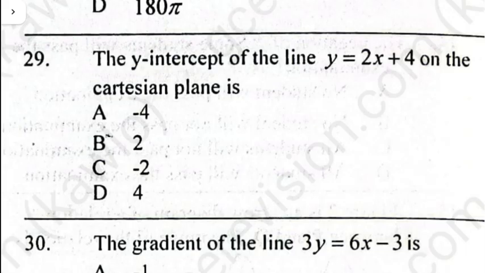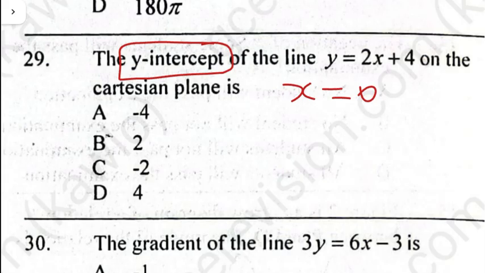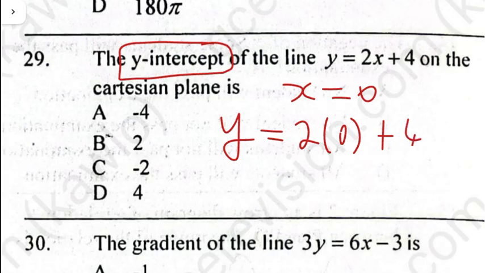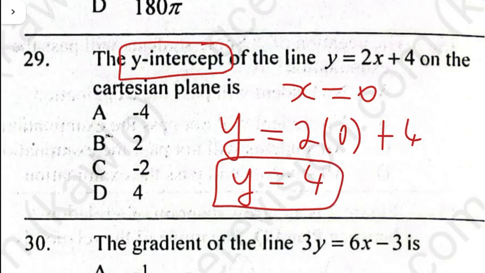Question 29. The y-intercept of the line y equals 2x plus 4 on the Cartesian plane is... The y-intercept occurs when x is 0. So the y-intercept will be given by 2 times 0 plus 4, which is just equal to 4. So the y-intercept is y equals 4. The key here is D.